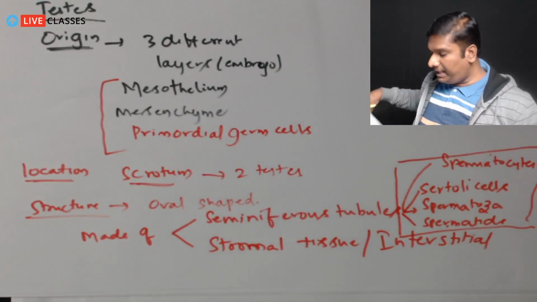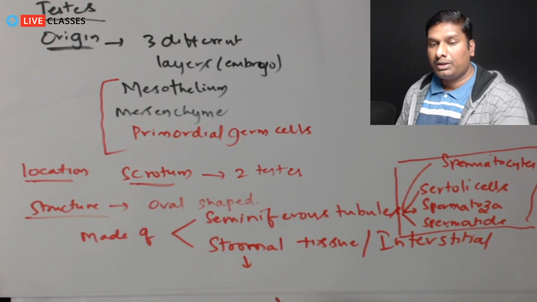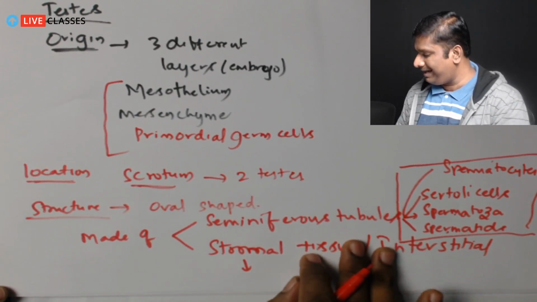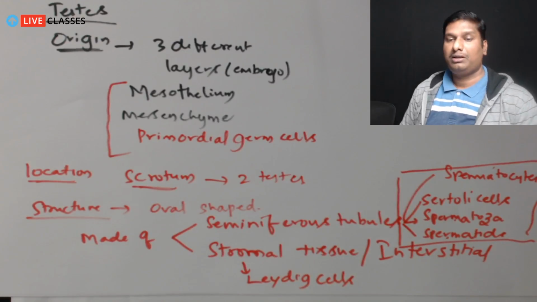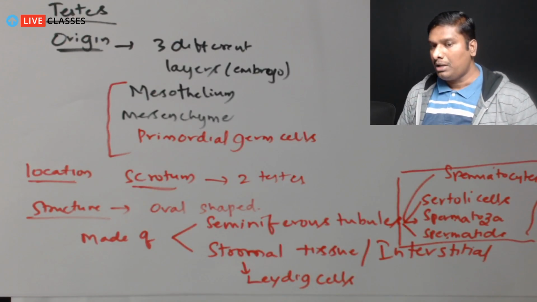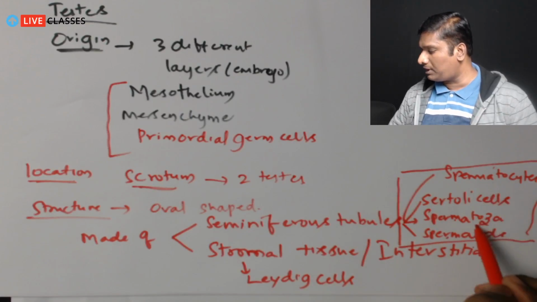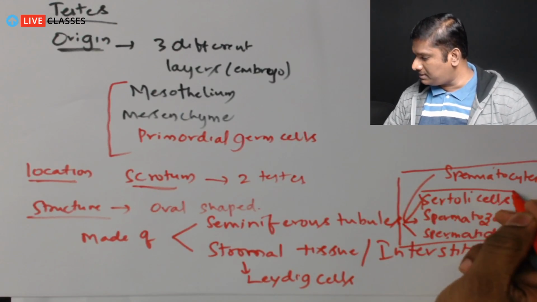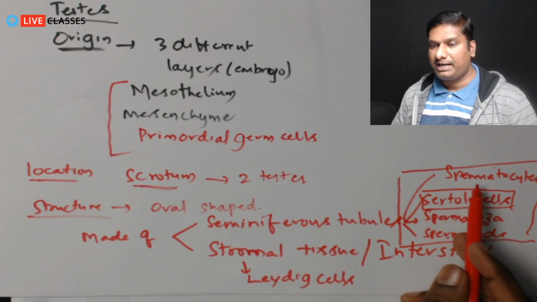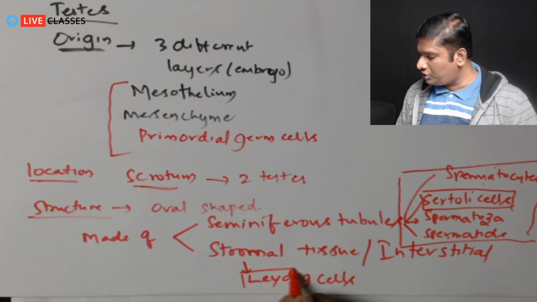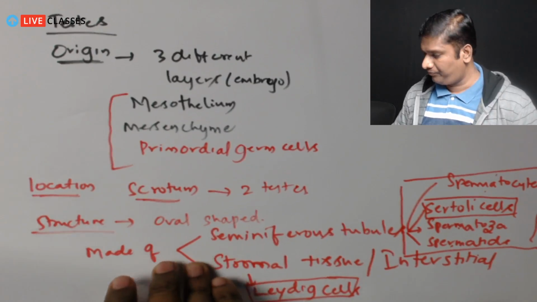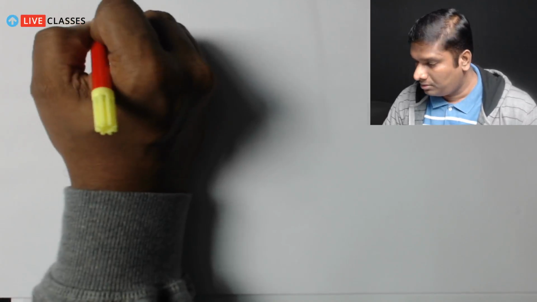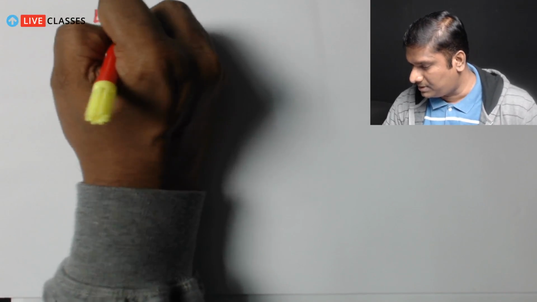In the connective tissue or stromal tissue, you will find another type of cells called the Leydig cells. Inside the seminiferous tubules you will find four types of cells. Just remember the Sertoli cells, this is important, along with spermatozoa, spermatids and spermatocytes. In the stromal tissue surrounding the tubules, we have the Leydig cells. Now let's look at the Leydig cells first.